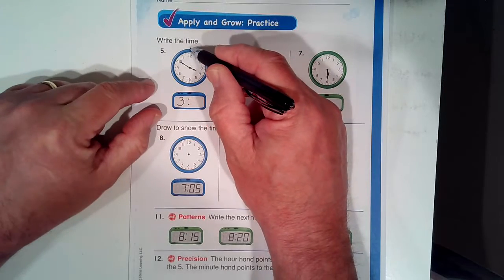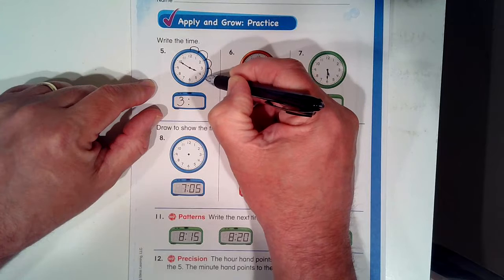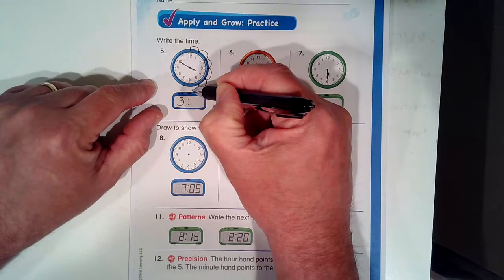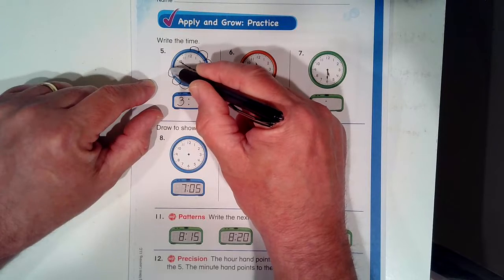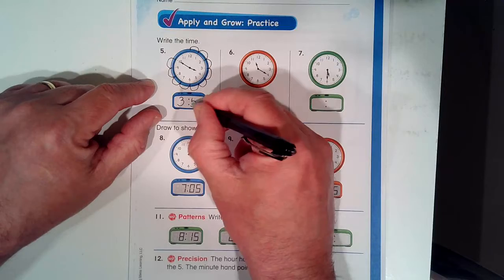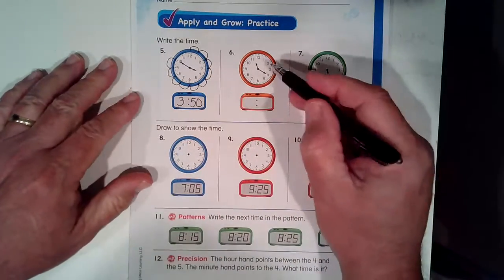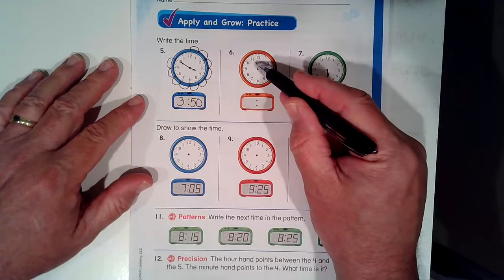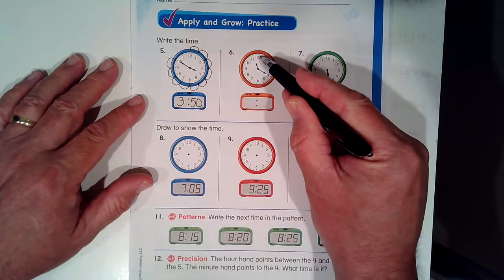Let's see if you're right. 5, 10, 15, 20, 25, 30, 35, 40, 45, 50. How many of you guessed 50? Perfect. All right. I now have an hour hand that is pointing between the 11 and the 12.